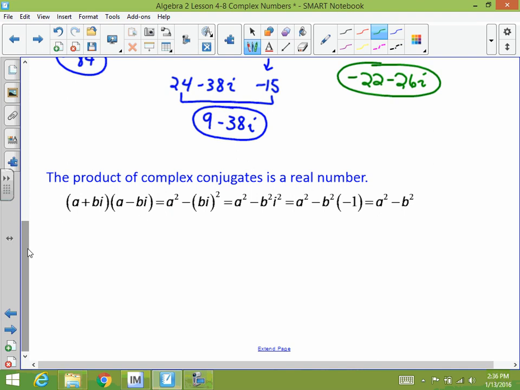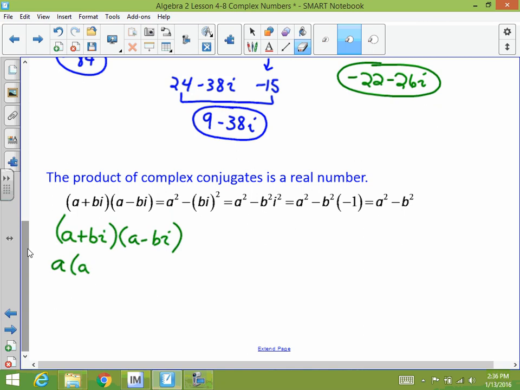The product of complex conjugates is a real number. If I have a plus bi times a minus bi, they showed you how to do it with the formula. What I'm going to do here is I'm just going to distribute it. A plus bi times a minus bi. So if I distribute, I'm going to have a times parentheses a minus bi, plus bi times a minus bi.